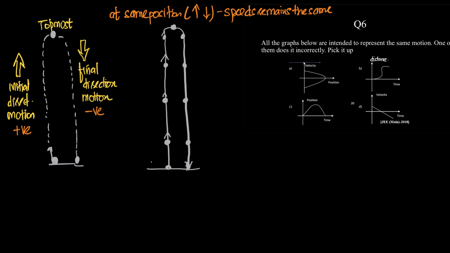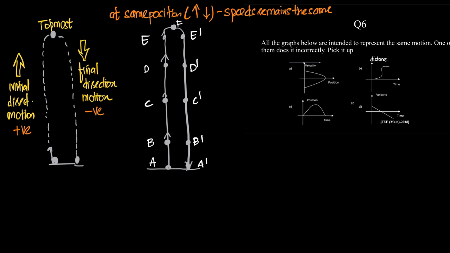So let me mark these points: point A, point B, point C, point D, point E, and point F. And on the way down, let me call these A dash, B dash, C dash, D dash, and E dash. Why have I chosen the same letters? Because both of them are ideally the same point, but E represents the upward motion and E dash represents the same point in the downward motion. Okay.